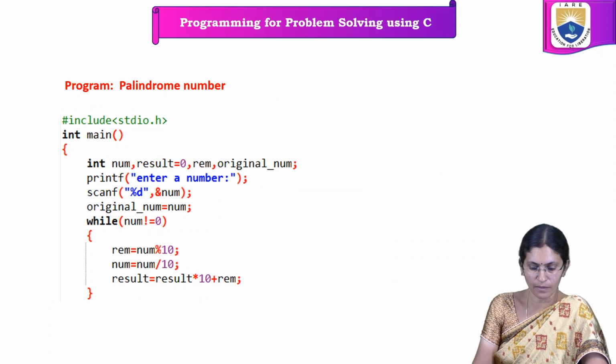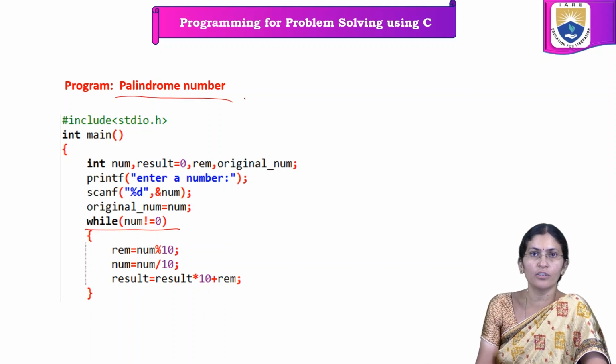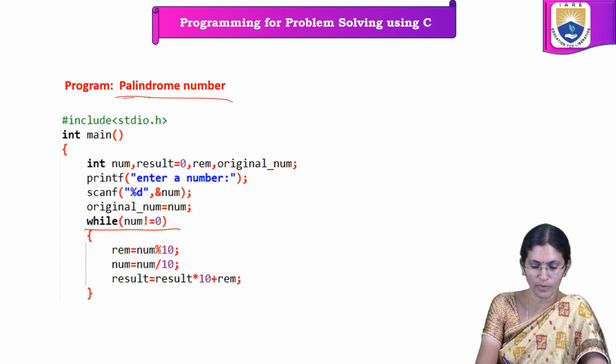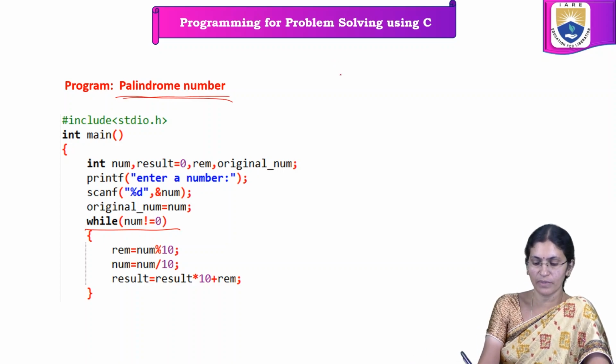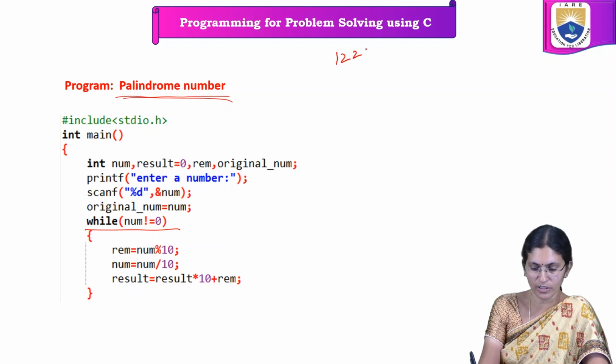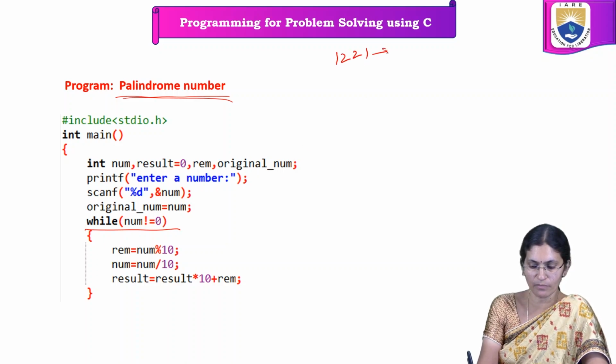Now let us see one example illustrating the use of the while loop. This is a program to check whether the given number is a palindrome number or not. Now what is a palindrome number? Suppose you have a 4-digit number. This is the original number which is given.